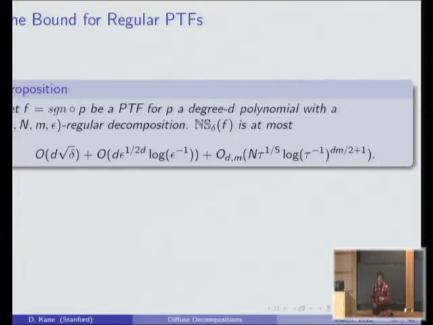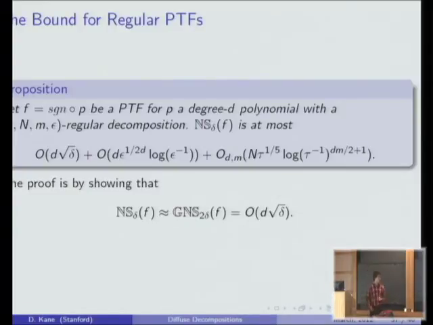So the basic idea of the argument is the following. We first prove a bound for regular PTFs. We show that if your f is sine of p of x, a PTF of a degree d polynomial with a tau-regular decomposition, the noise sensitivity is at most the following mess. But the point here is we show that the noise sensitivity of f is roughly the Gaussian noise sensitivity, which is O of d root delta. So we have O of d root delta plus the error term that we got from applying our invariance principle, and that's our bound.